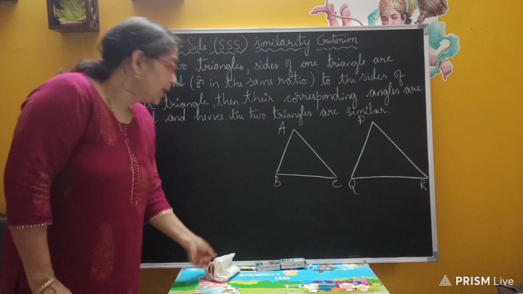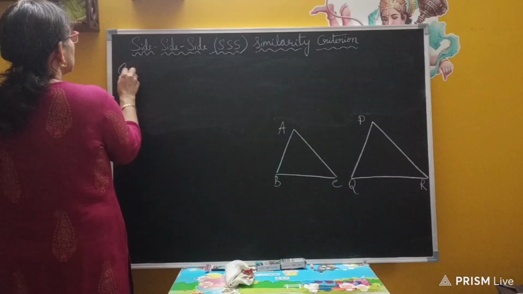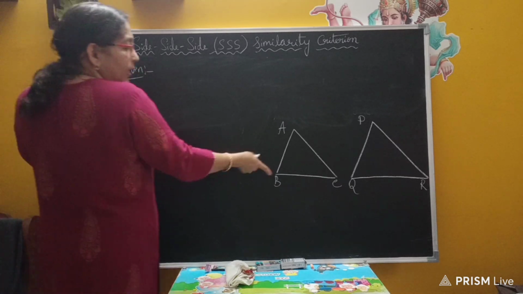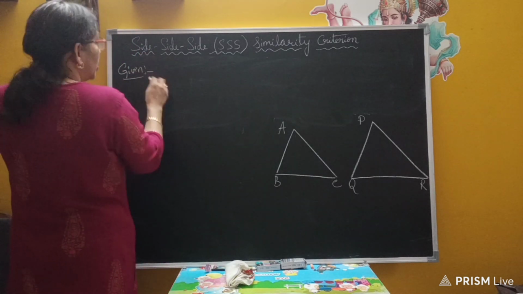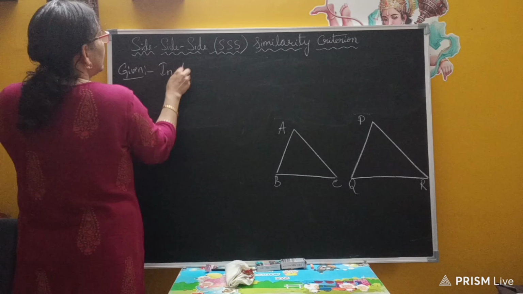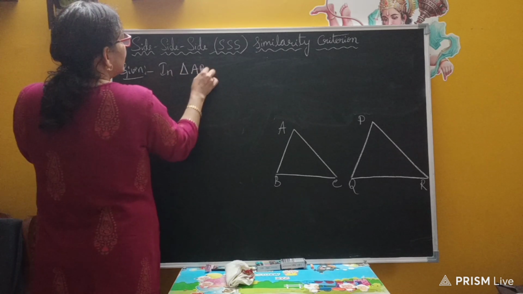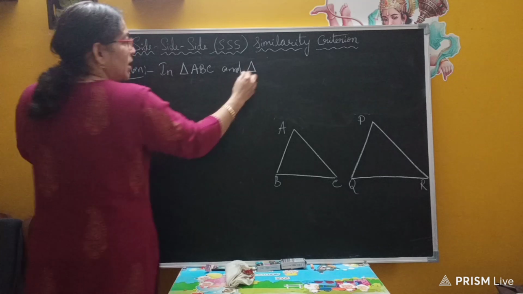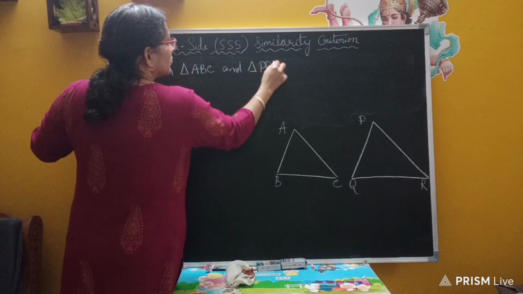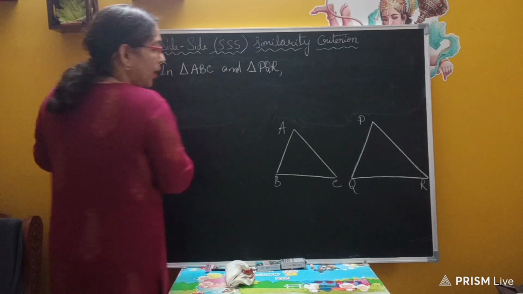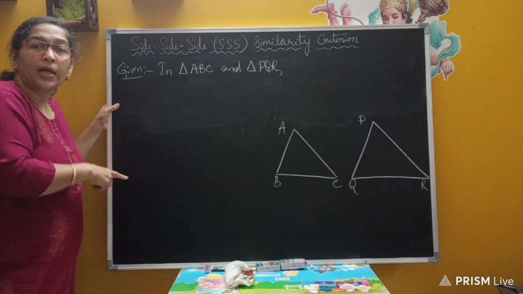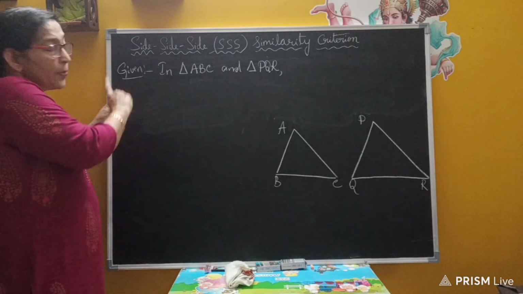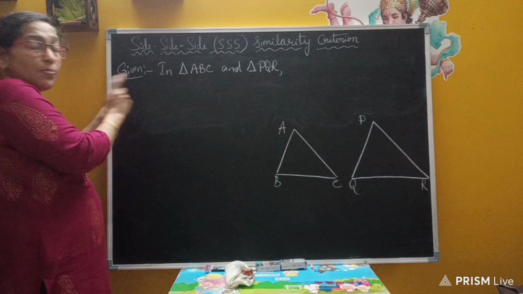Now write given part. What is given? Given part: in triangle ABC and triangle PQR, what is given? Sides are in proportion. Corresponding sides are in proportion or in the same ratio.